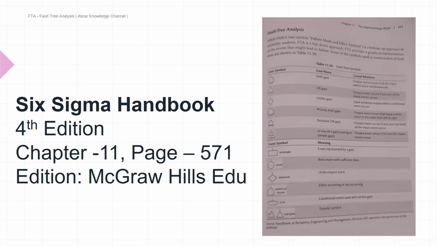Circle is a basic event, when you have sufficient data and an almost probable cause. Diamond is an undeveloped event, where you will not be able to proceed further or develop it. So it is called an undeveloped event. Then there is the house or switch symbol, which is another event. Oval is a condition event, used with the inhibit gate. There is also a transfer symbol as well.